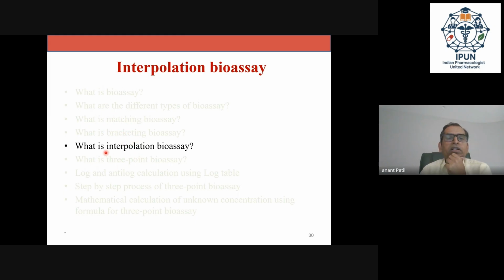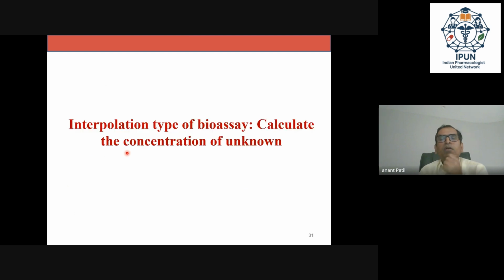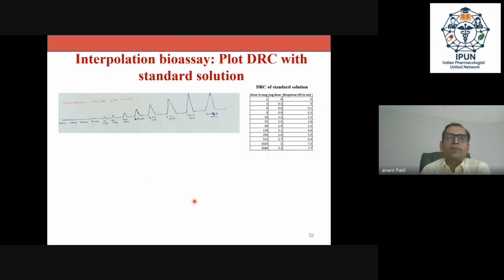So very simple, matching and bracketing. Now the third one is interpolation. We know extrapolation, but this is interpolation. So let's talk about what is interpolation. Much of the things in interpolation are similar to bracketing. So the same thing, you take a DRC, then you find out the length, then you convert that into log, then you convert that into percentage response. So let's go one by one.